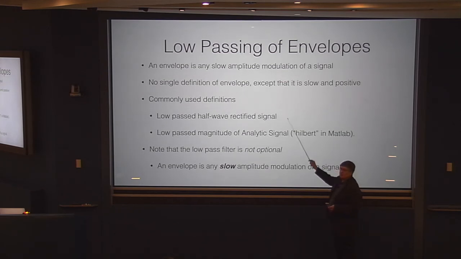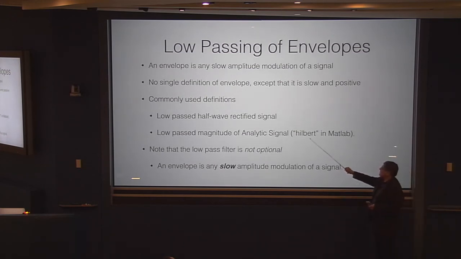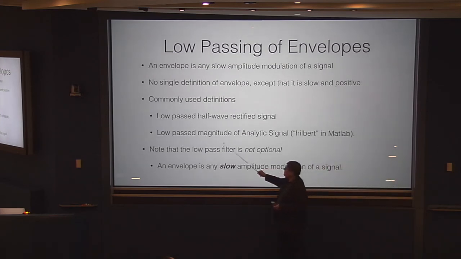The way that's typically used in AM radio is you half-wave rectify the signal and then you low-pass it. The way it's often done with more modern methods in software is you take the analytic signal, which is to say the signal plus i times the Hilbert transform of that signal. In MATLAB, you get the analytic signal entirely by using the Hilbert function. You take the magnitude of that, because it's complex, and you low-pass it.